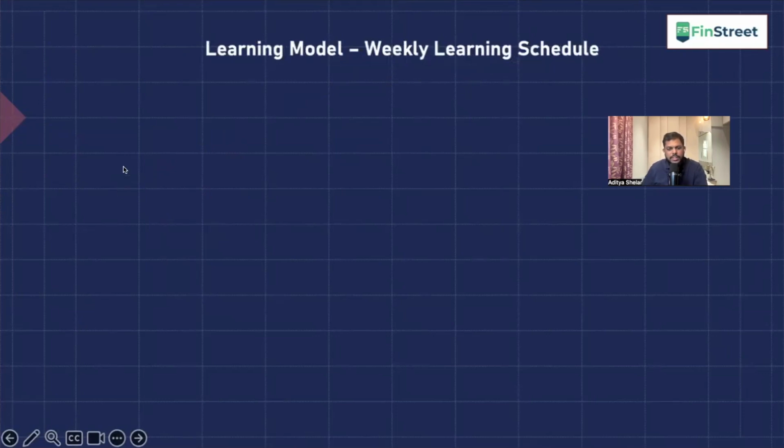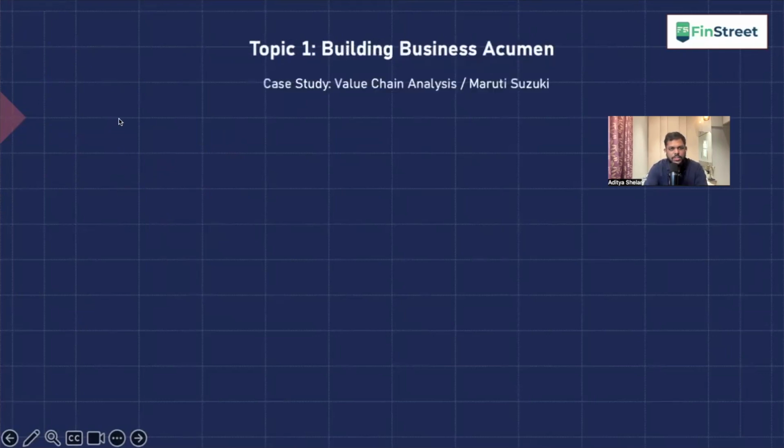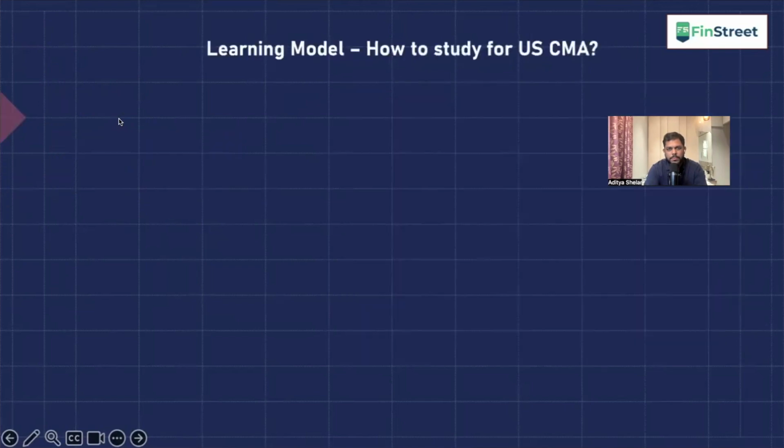We have around 6 sections in US CMA. These are 6, but I'll walk you through them separately. Section A stands for financial statement analysis. This section has around 20% weight in your exam.